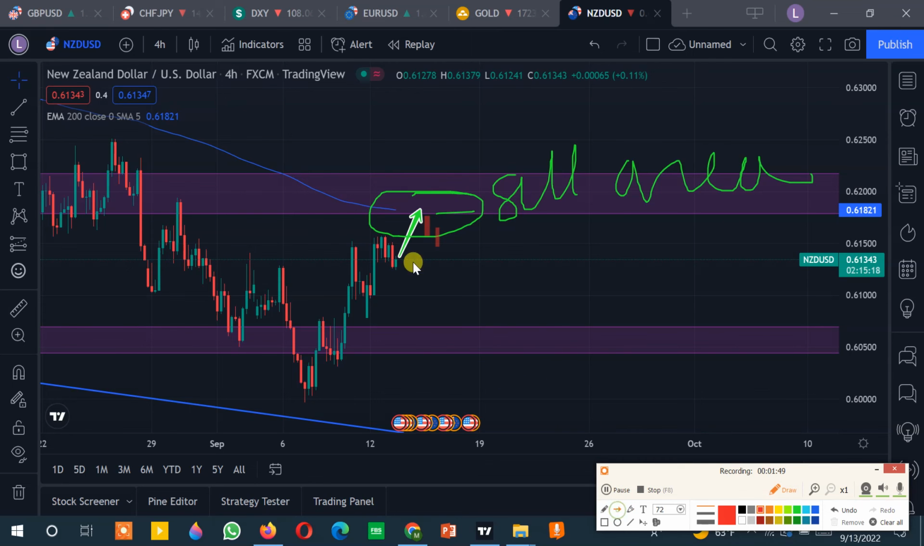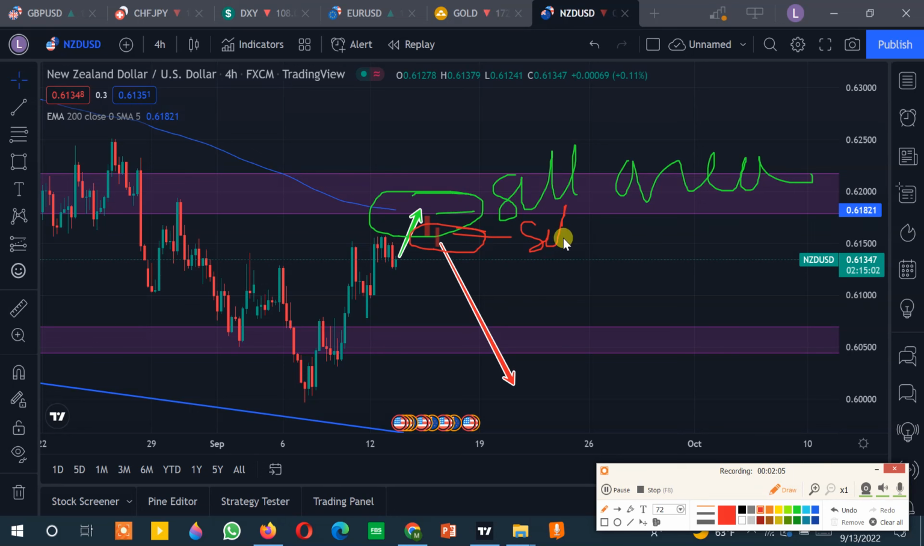and in these cases we are making a sell position with the target of this area. So it is our selling area, sell point, and we are waiting for this. The market always gives us opportunity, but we need patience to take a good position.